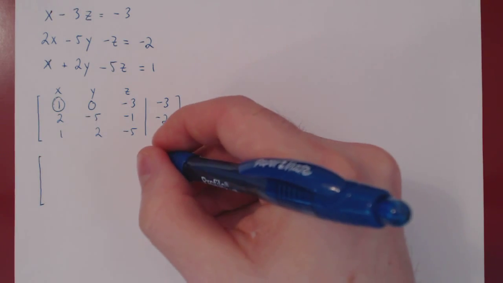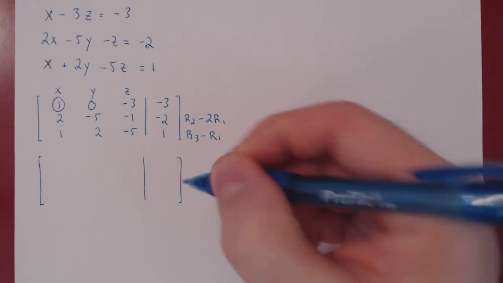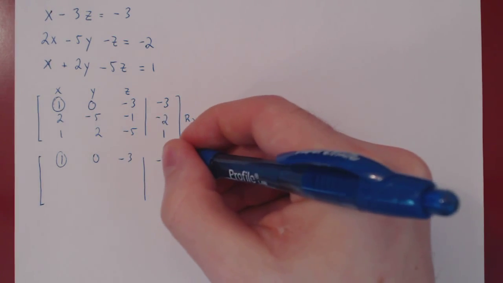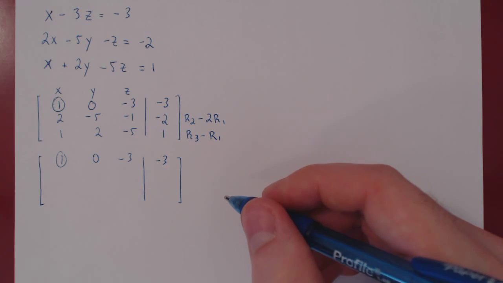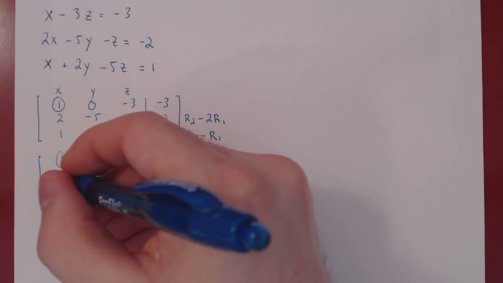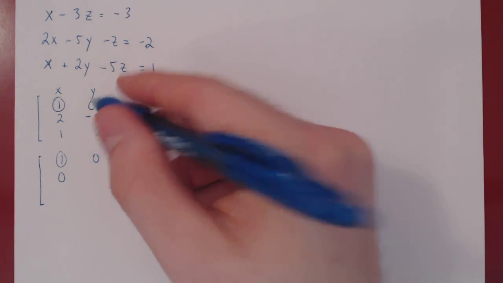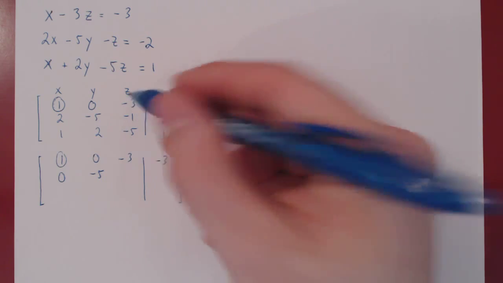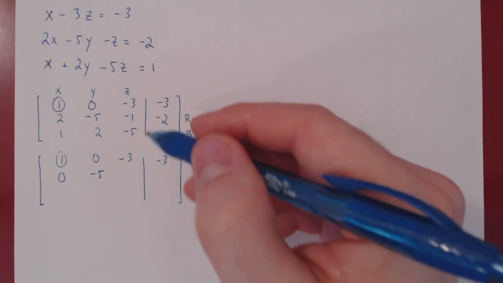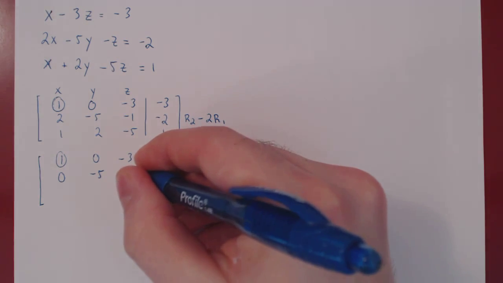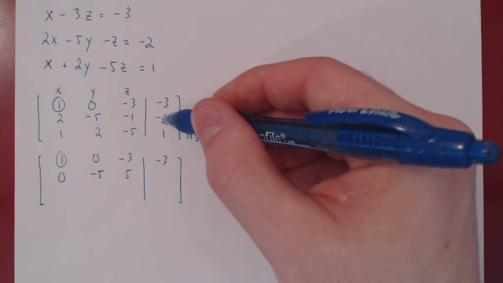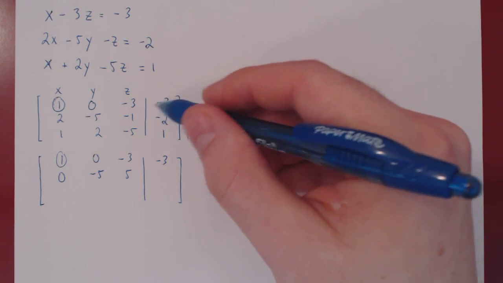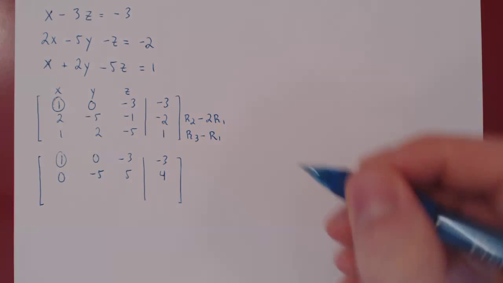Since we are only changing the second and third row, we will recopy the first one. So 1, 0, negative 3, negative 3. Let's apply the 2 row operations. 2 minus 2 is 0. Negative 5 minus 0, negative 5. Negative 1, negative 2 times negative 3 is plus 6. 6 minus 1 is positive 5. Negative 2 times negative 3 is again plus 6. 6 minus 2, positive 4.